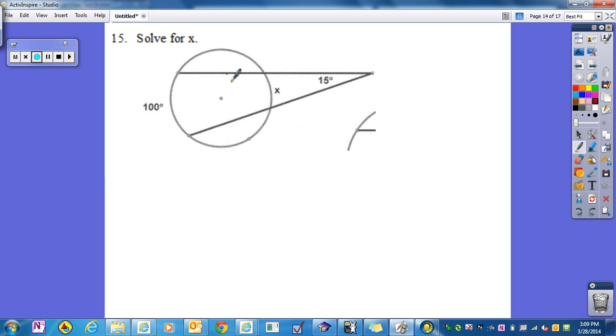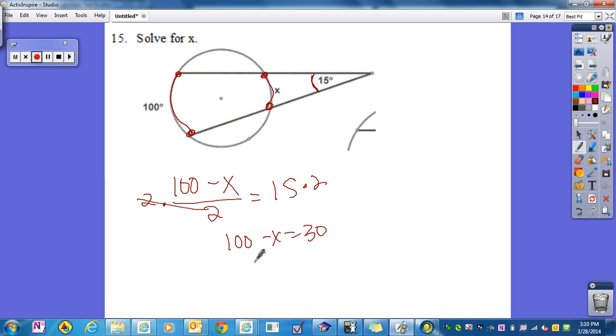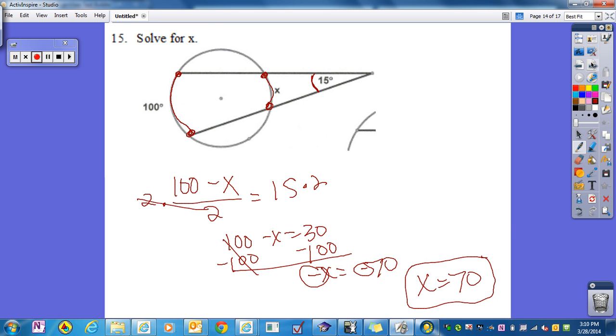Alright, number 15, we're going to solve for x. So first you're looking at, this is an angle that's formed outside of the circle. So you have to do the big arc, which is 100, minus the little arc, which is x, divide by 2 equals 15. So first we're going to multiply by 2 on both sides. So 100 minus x equals 30. Now we're going to subtract by 100 on both sides. So negative x equals negative 70. But since both of these are negative, that means that x is equal to a positive 70.